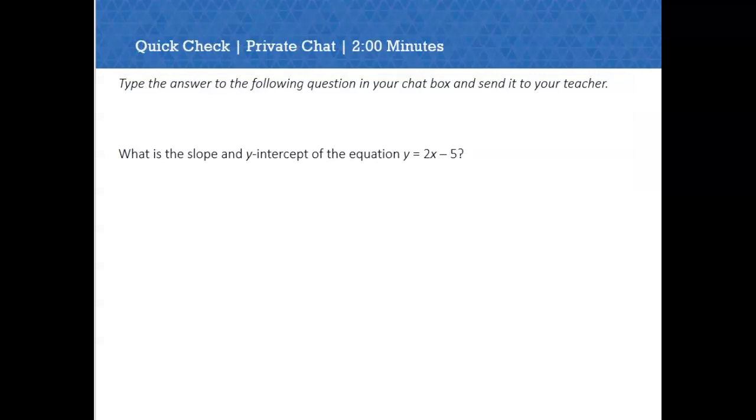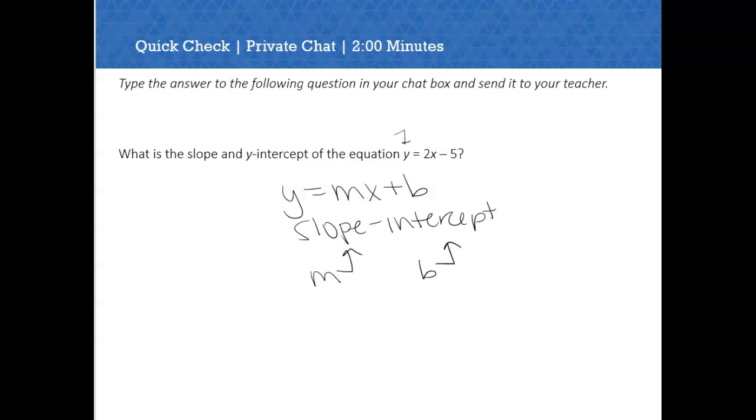So just to review, what is the slope and y-intercept of the equation y equals 2x minus 5? Well, we can see that this is solved for y. This takes the form y equals mx plus b, which is slope-intercept. So m is the slope, b is the intercept. So the slope in this equation is just 2. Not 2x, just 2. And the intercept, keep that sign with it, is negative 5.